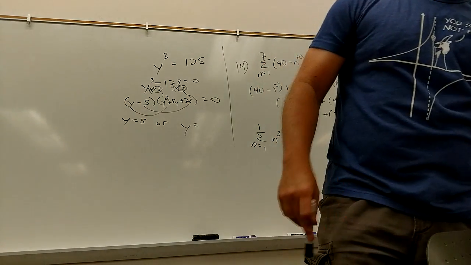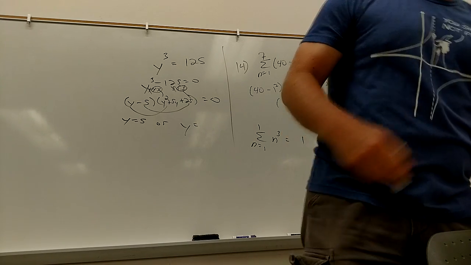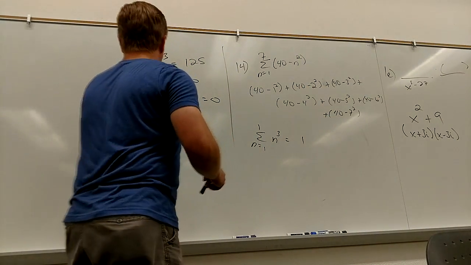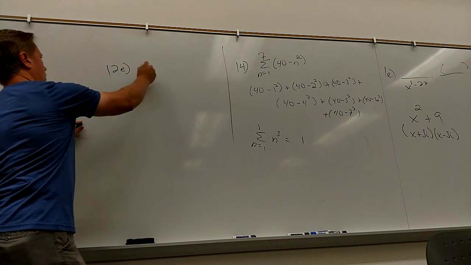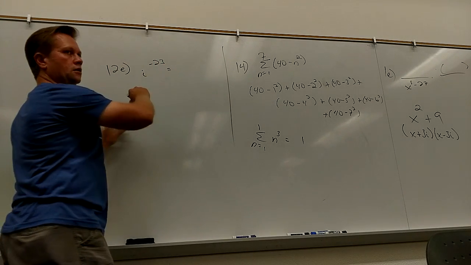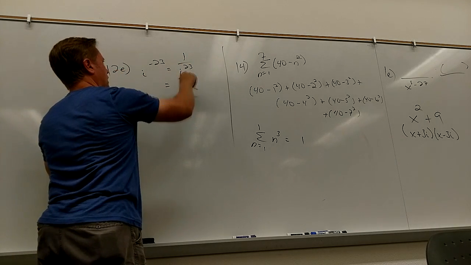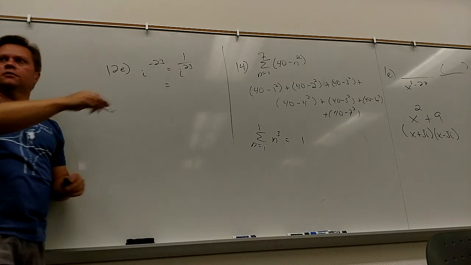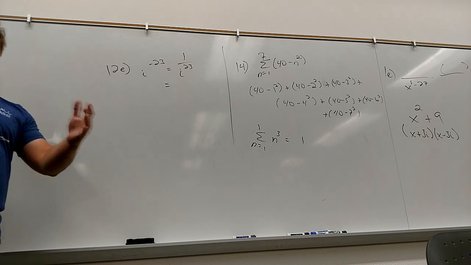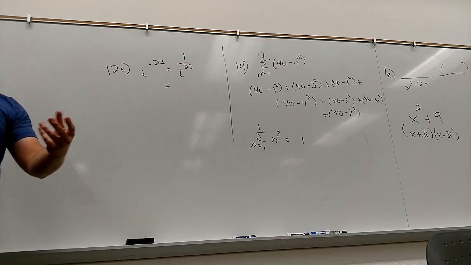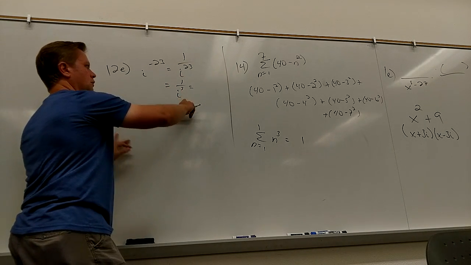Is 12e negative 1? 12e? Well, let's see. What's this one curveball I threw into 12e? Yeah, it's a negative power. So what would you do first? 1 over. Now, how do you figure this out? I've shown you several different ways. So I would do 4 goes into 23. Remainder of 3. So it's the same thing as 1 over i cubed. What's i cubed?